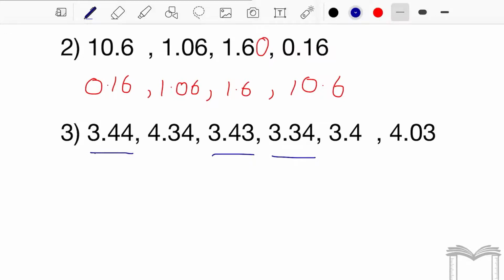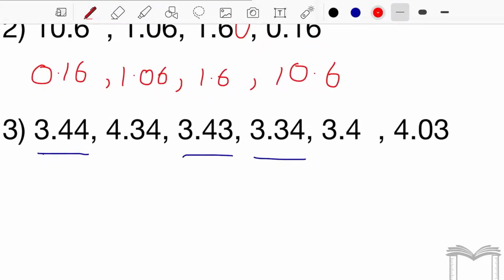Secondly, let's fill in all the missing decimal places, which is only right here. I missed this one. Right. So we have 4 numbers that begin with 3 and 2 numbers that begin with 4. So seeing that all of the 4 begins with 3, we can just compare the decimal numbers. So we are comparing the 44, the 43, the 34, and the 40.